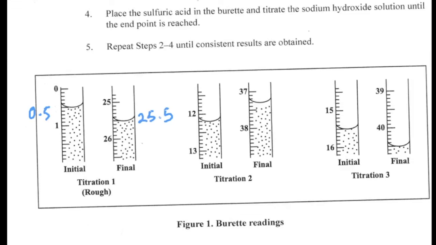So we're making a note of those. For titration 2, the initial is 12.2, and the final looks like 37.3. Titration 3, the initial is 15.5 and the final is 40.5. So we're just going to make note of those and write them in our tables and do our calculation. So let's just pull up the table.